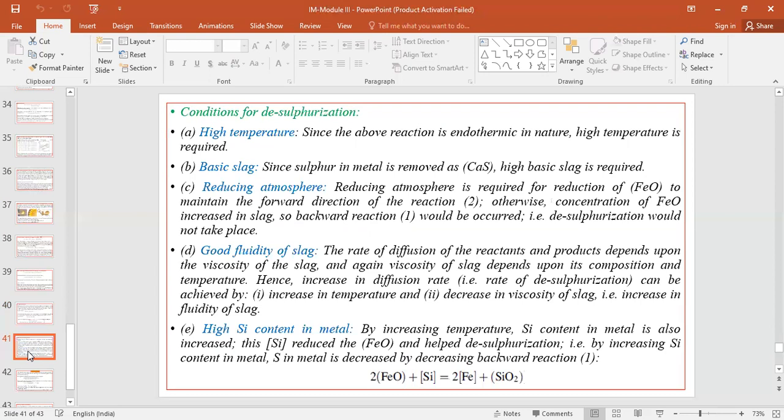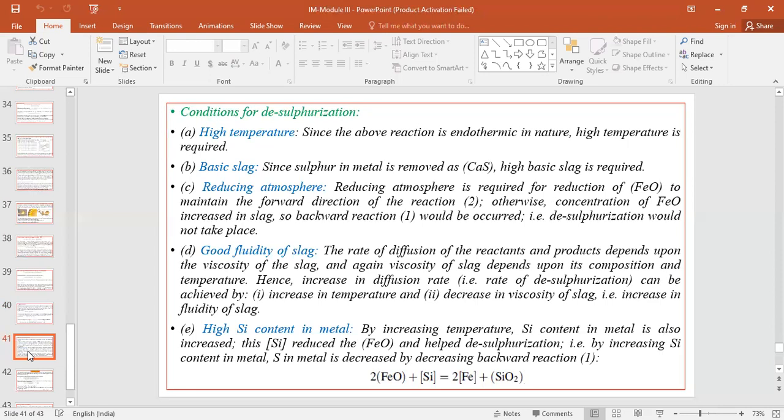Similarly, good fluidity of slag is also necessary, because the rate of diffusion of these reactants and products basically depends upon the viscosity of the slag. And again, viscosity of slag depends upon the composition as well as the temperature. Hence, if you want to improve the desulfurization rate, that can be achieved only by increasing the temperature as well as decreasing the viscosity of the slag. If you are decreasing the viscosity of the slag, certainly the fluidity of the slag will be improved. So good fluidity of the slag is very much necessary.